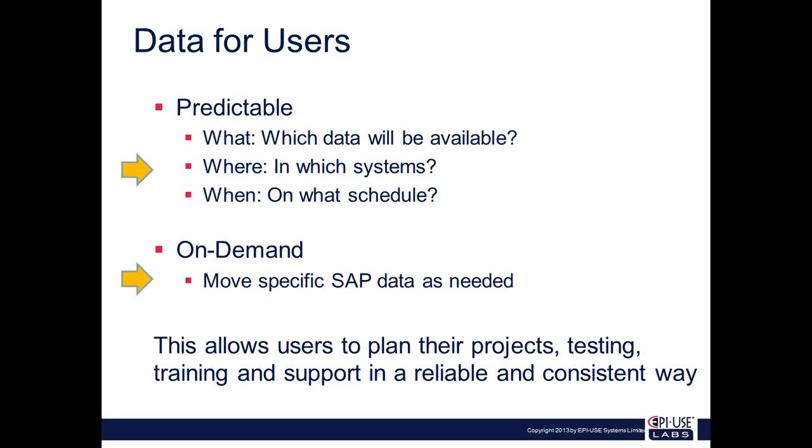And finally, even if you can put this all in a schedule and have it working like a nice machine, there are many cases where users need data on demand, okay, to move specific data as needed. And this would be an example for production support, where you find an issue in production with making a change to a sales order. You need to replicate that sales order and all of its related objects, such as the customers and the products and the product hierarchies and everything that might go along with the sales order, into a QA system for testing to try to replicate that production problem in order to attempt to solve it. Okay. If you can provide predictable and on-demand data, this really allows users to plan their projects, their testing, their training, and provide support in a reliable and consistent way.